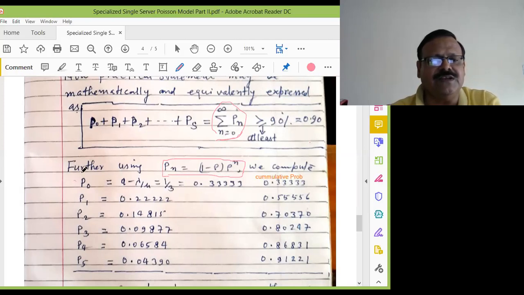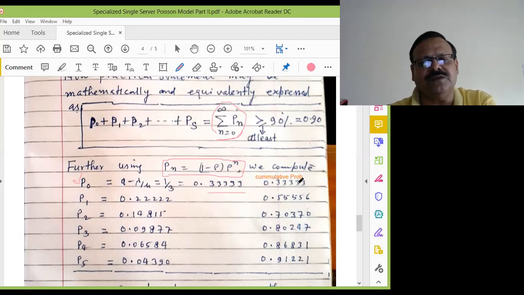If we compute P naught, this is rho to the power 0 times 1 minus rho. So 1 minus lambda upon mu means 1 minus 2 by 3, with the same example, 4 and 6, which is 1 by 3. So this probability is 0.333.